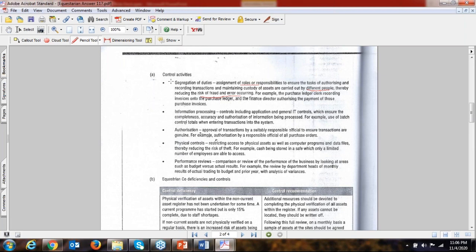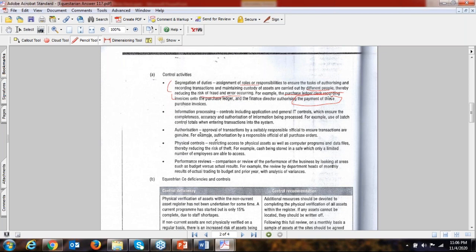So what is the definition of segregation of duty? Where does it help us? And third, you need to mention the control. The purchase ledger clerk records the invoices onto the purchase ledger and the finance director authorizes the payment of these purchase invoices. So this is all about the segregation of duties.